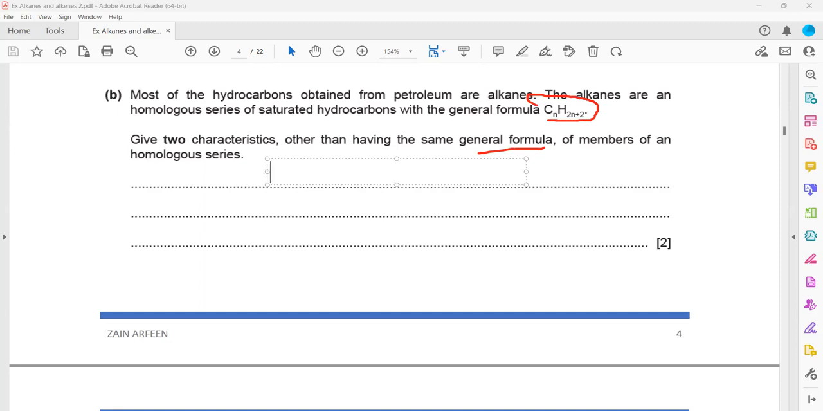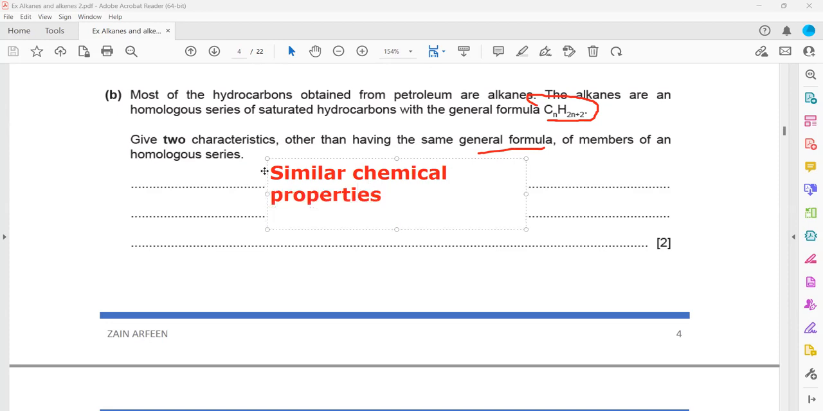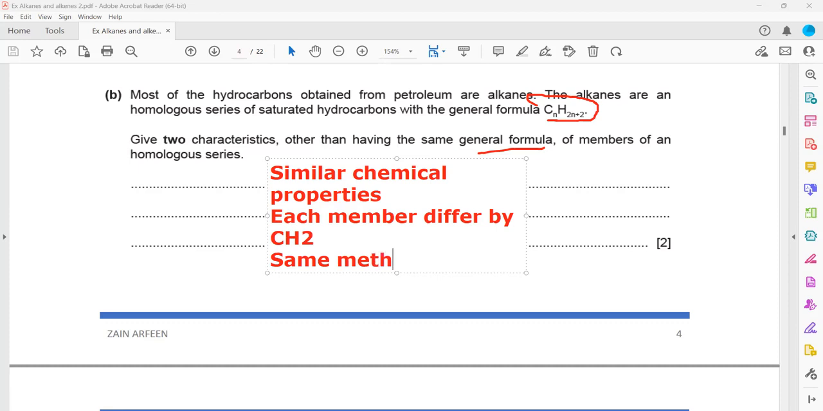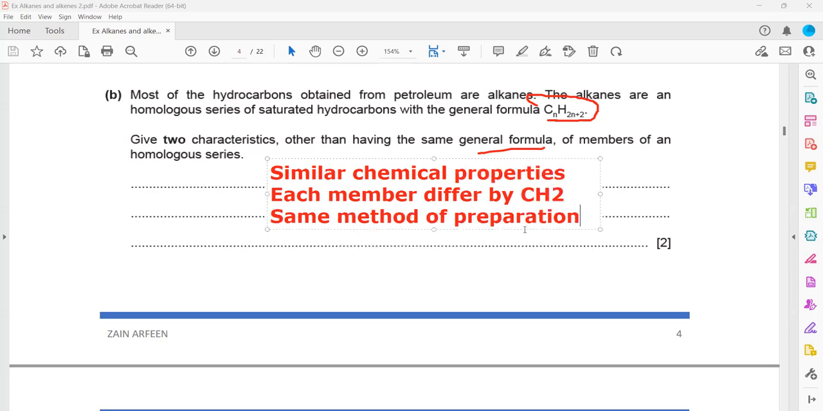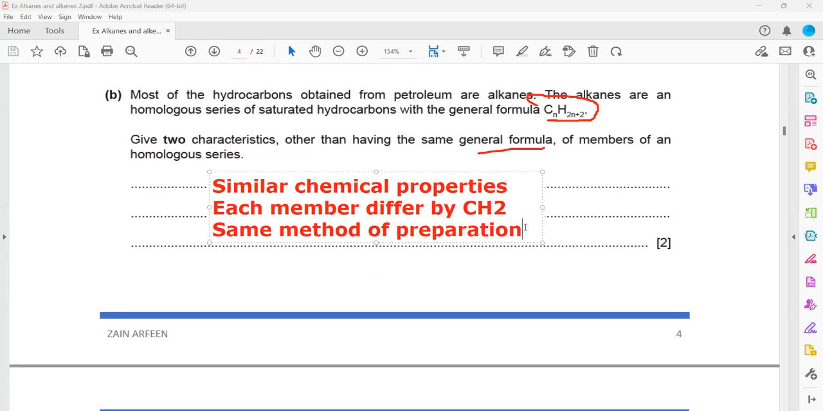Similar chemical properties. Also Mr increases by CH2 every time. Each member differs by CH2. Successive members differ by CH2. Same method of preparation. And similar chemical properties we mentioned. Physical properties gradually change, like there's a pattern.